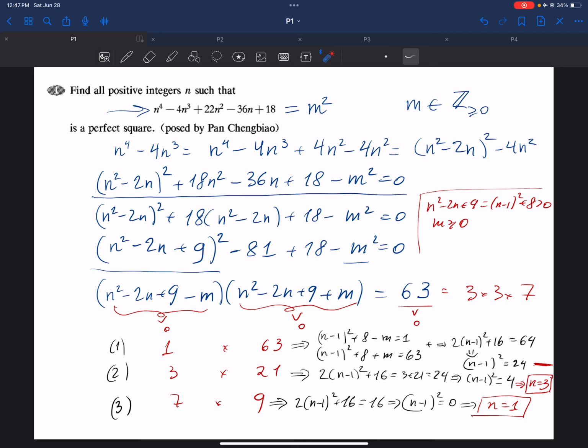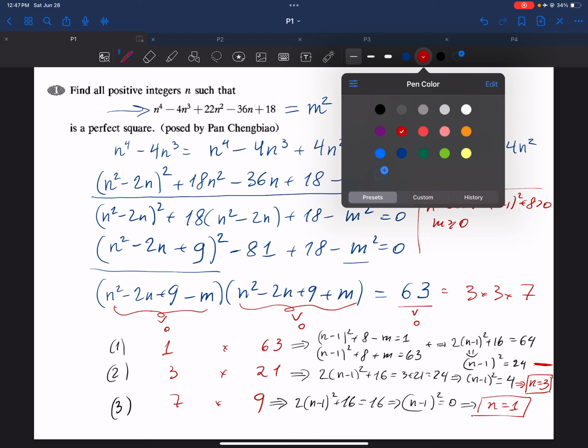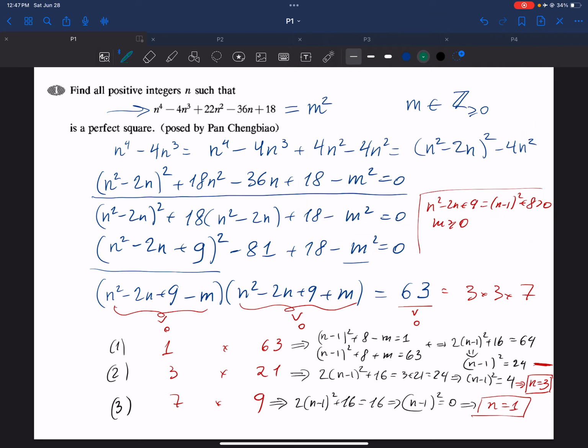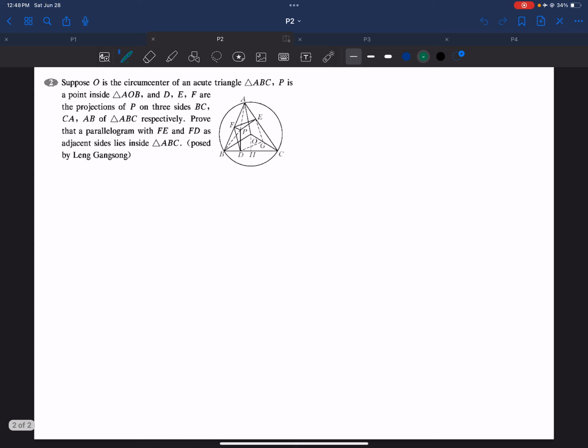Okay, let me just highlight the answer, I guess I'll do it in green. Answer is n equals 1 or n equals 3. There are two solutions. Great, let's move to the next problem. So here's the second problem. Again, you can pause the video, take your time to read the problem.